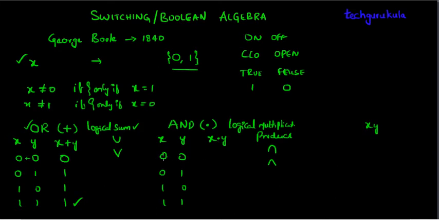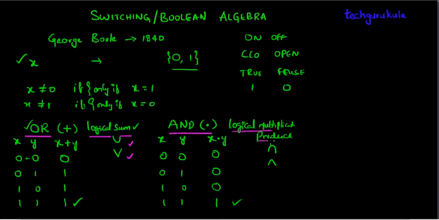So 0 and 0 is 0. 0 and 1 is 0. 1 and 0 is 0. And 1 and 1 is 1. This is called logical multiplication, or you can simply call it product, logical AND or intersection. You can represent it with any of the symbols mentioned here. So far, what we have seen are all binary operations.